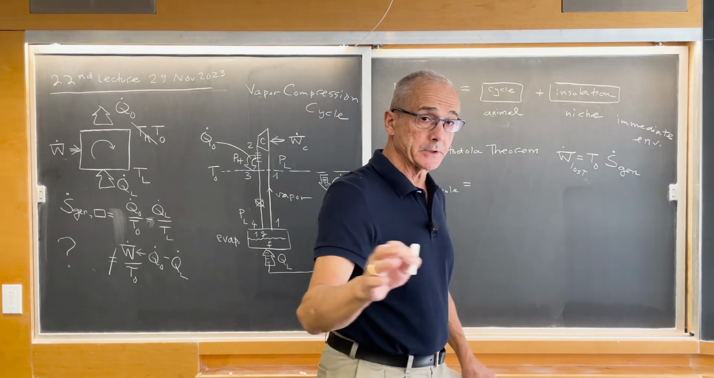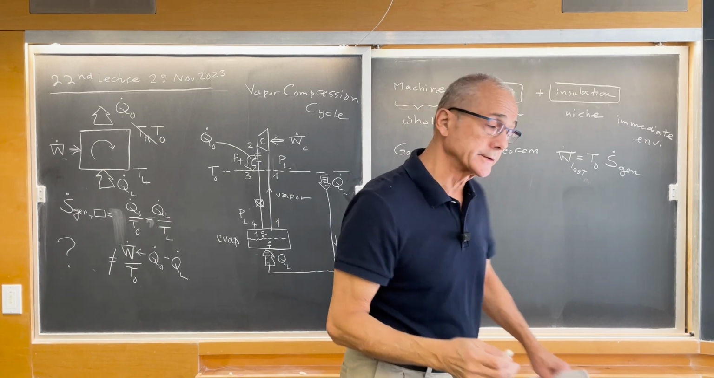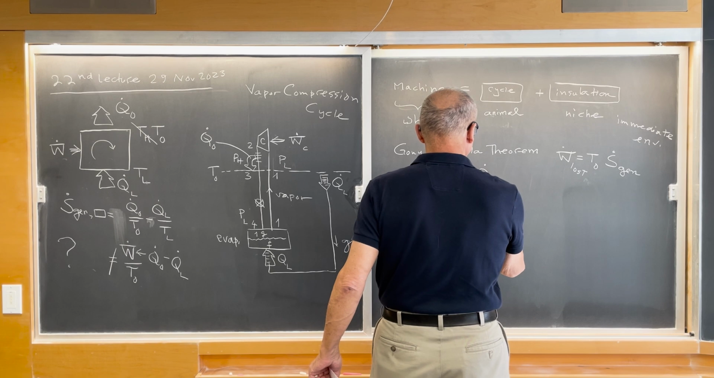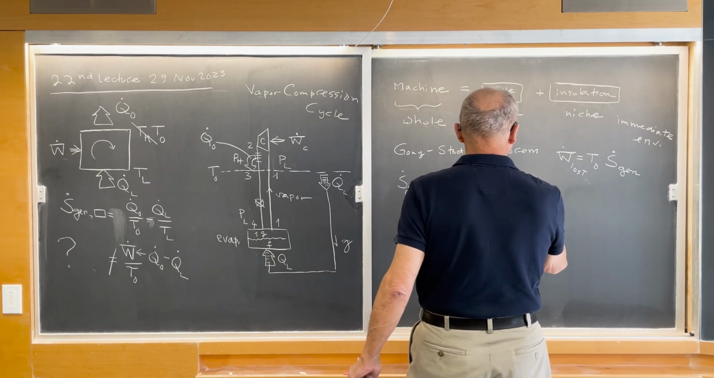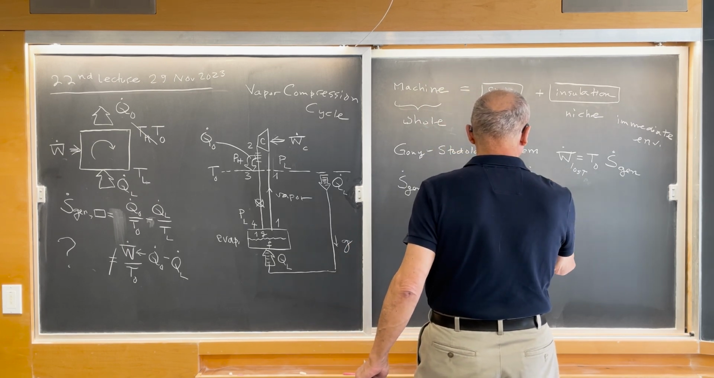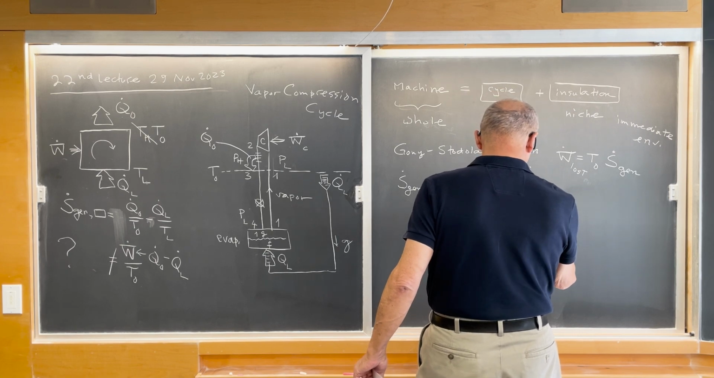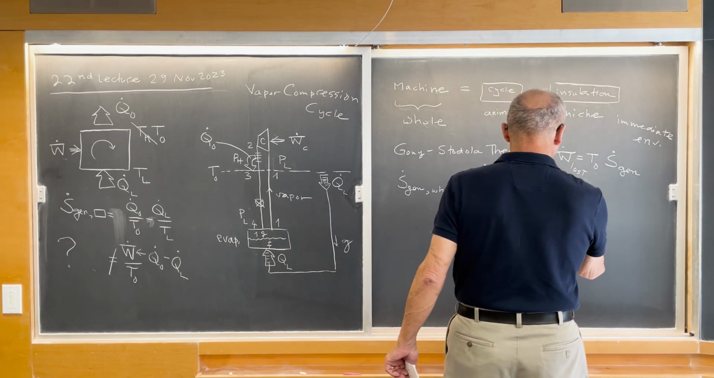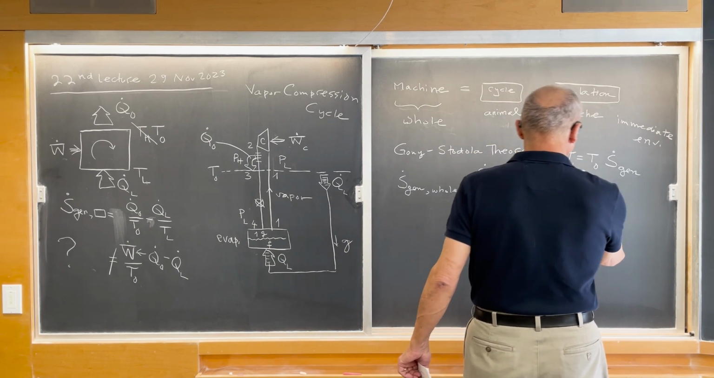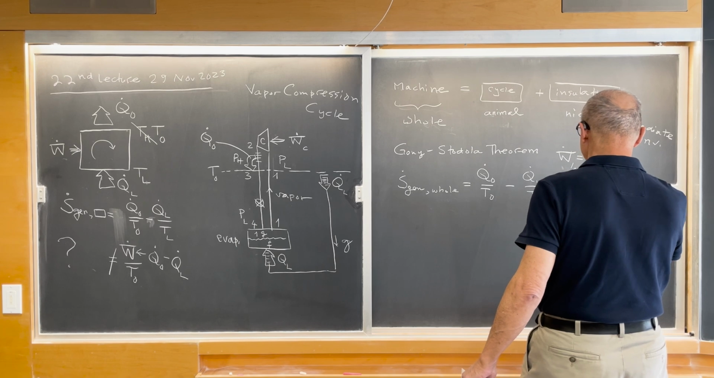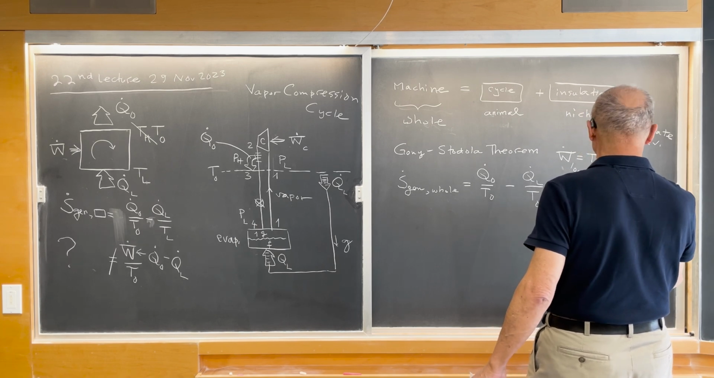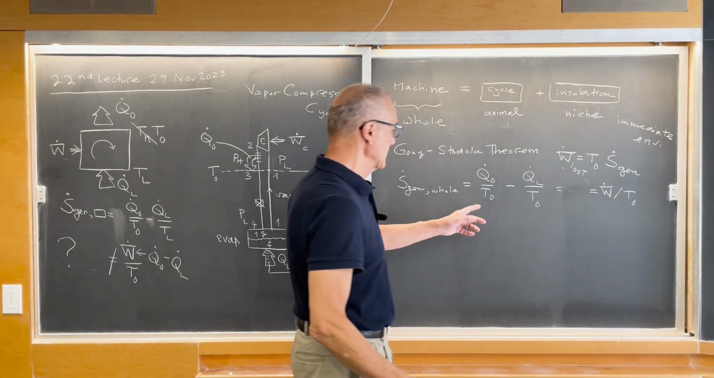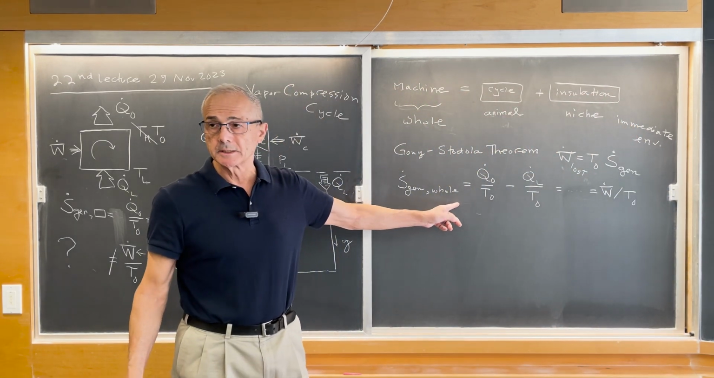So take notes, because I'm going to write something I have not written before. Q dot 0 divided by T0 minus Q dot L divided by T0, which of course is the same as W dot lost divided by T0. But that's not the point, okay? This is the total entropy generation rate.